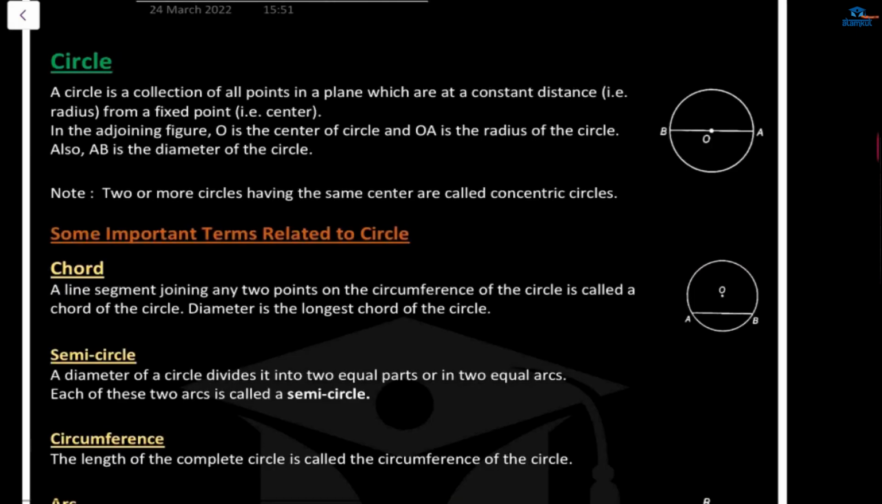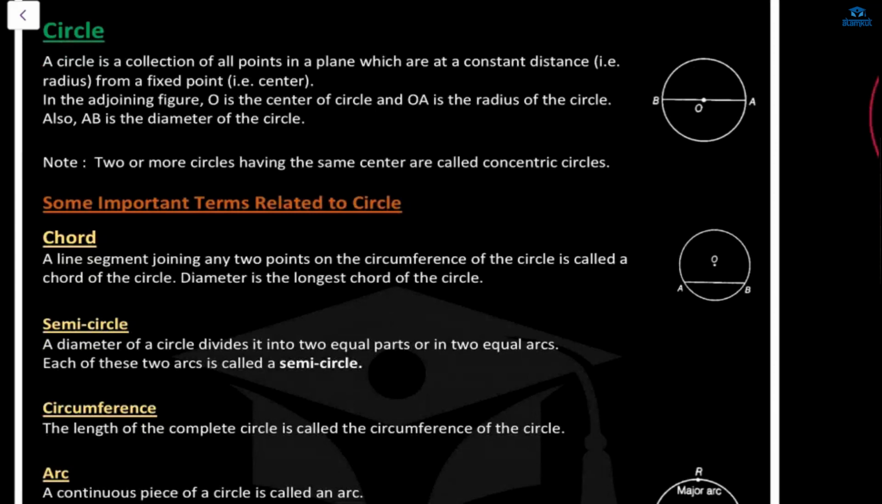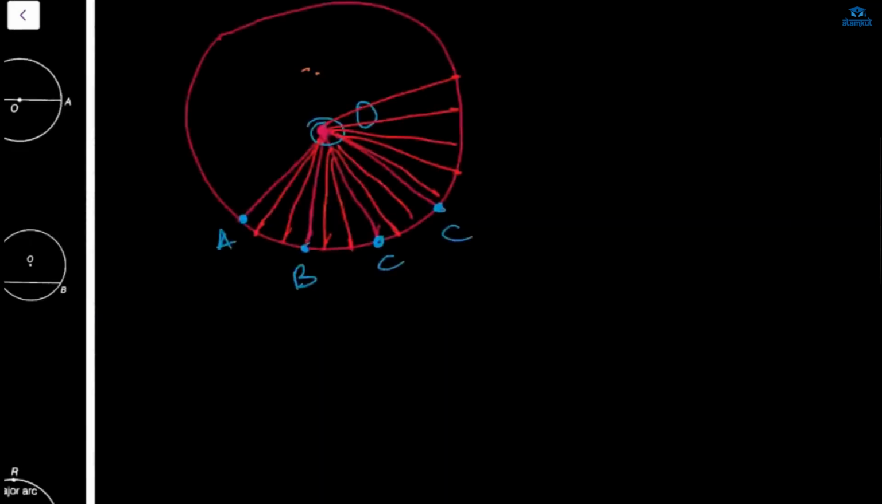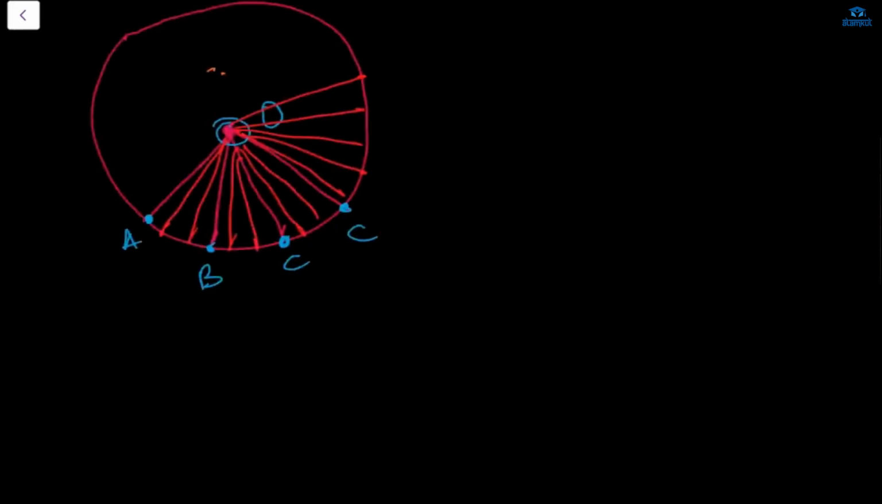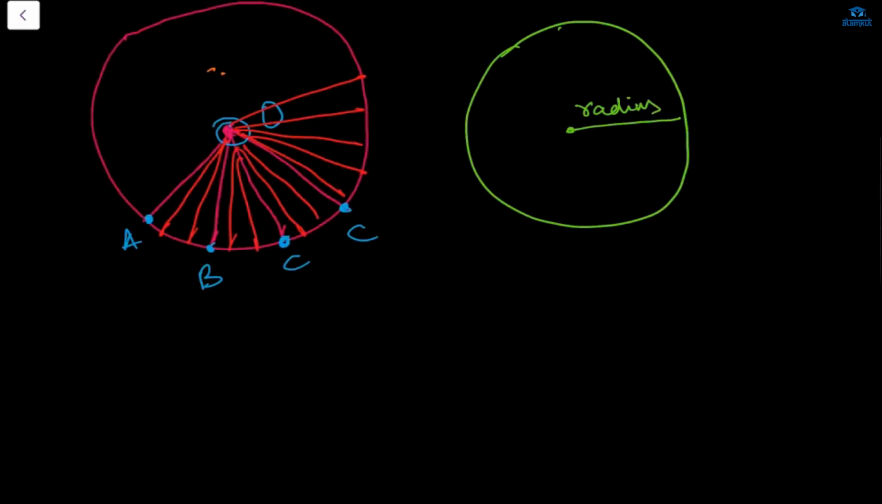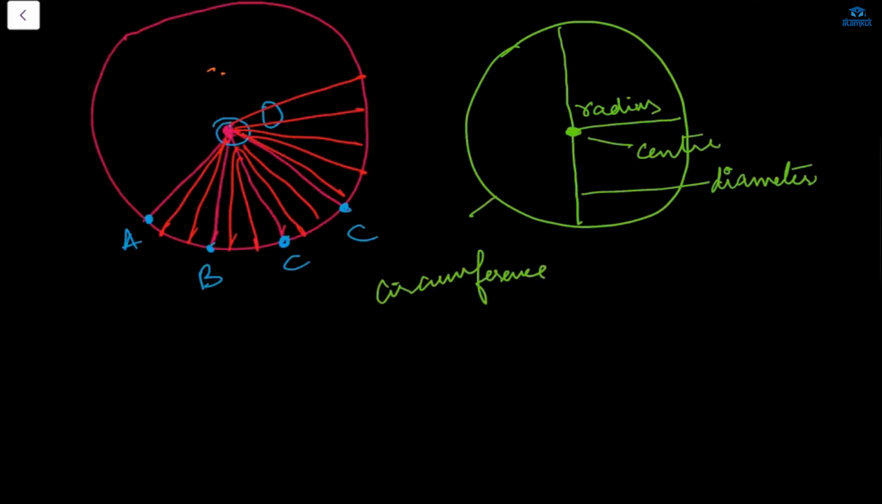Now here you can see some of the common things in a circle. If this is a circle, then this is the radius. When we join two radii, one just opposite to another, this is called the diameter. Yes, this is the center, this is the circumference. Now there are many more definitions related to them.